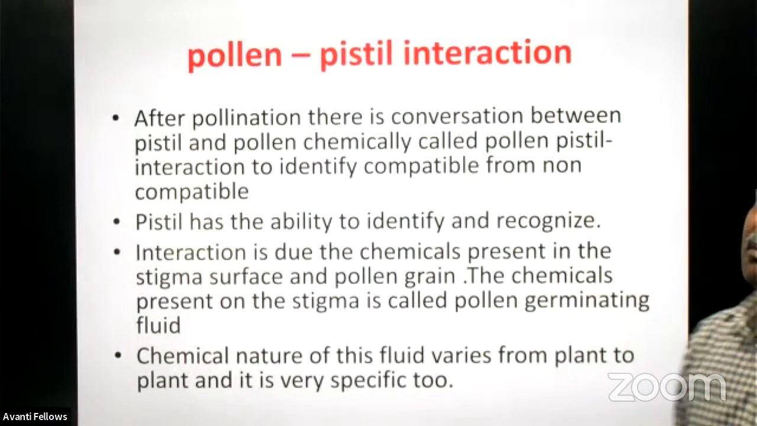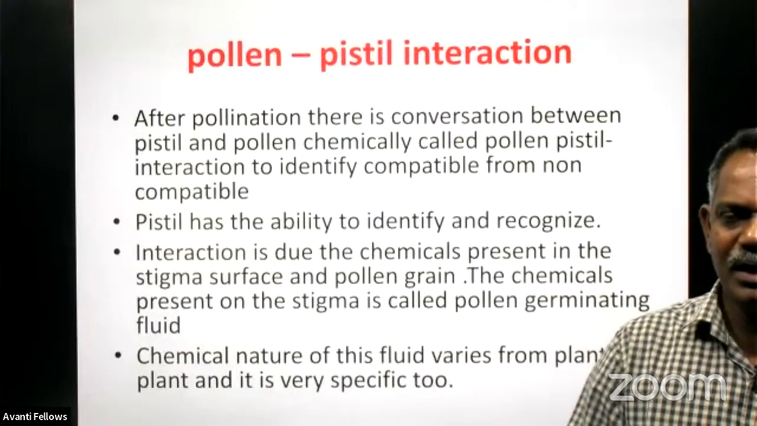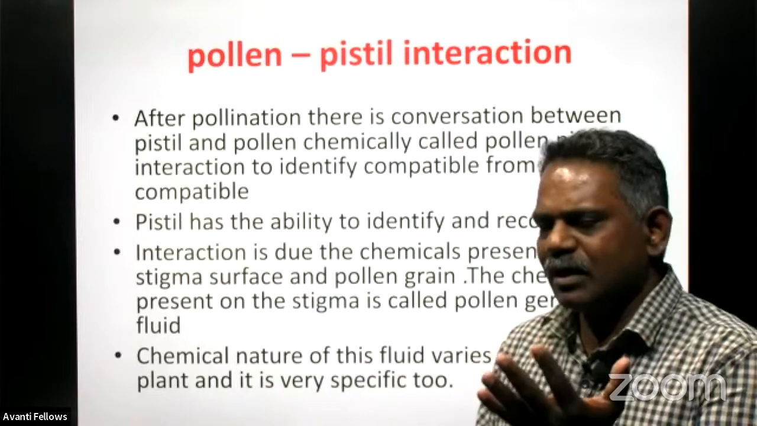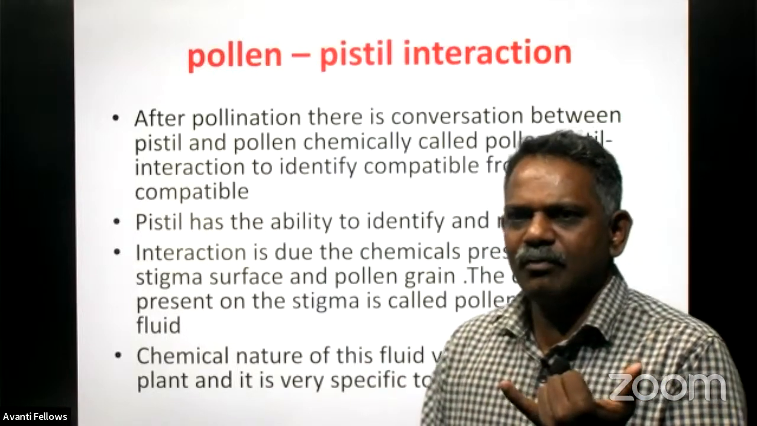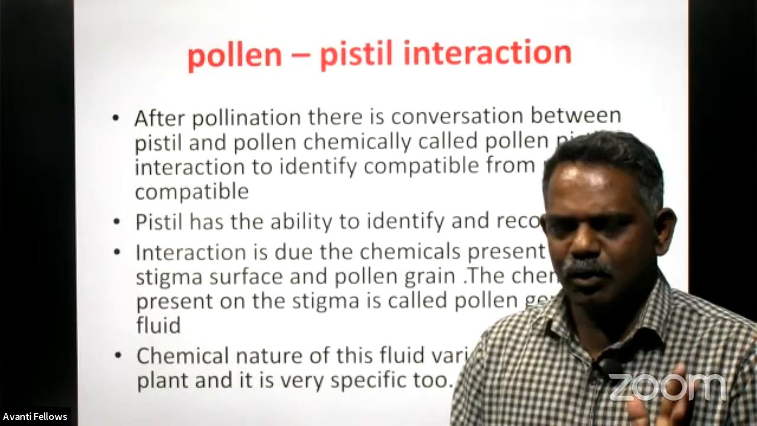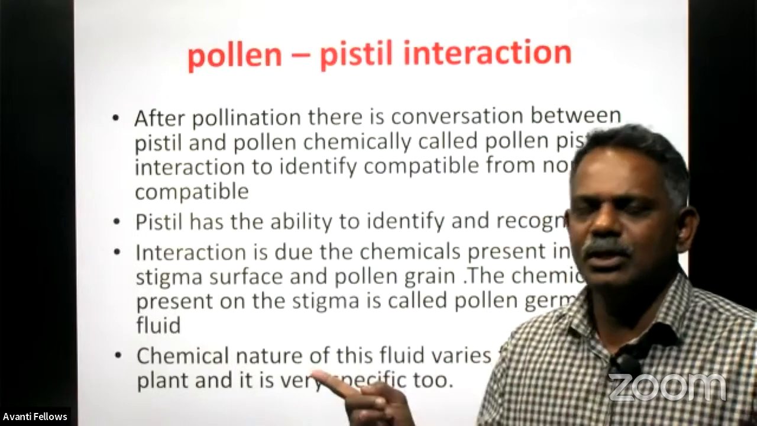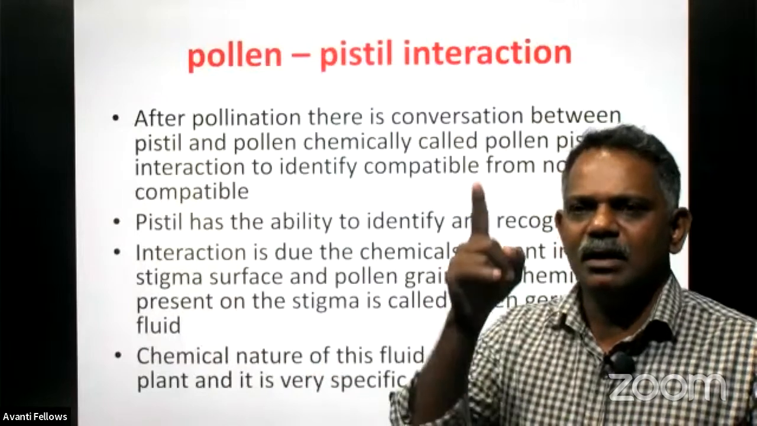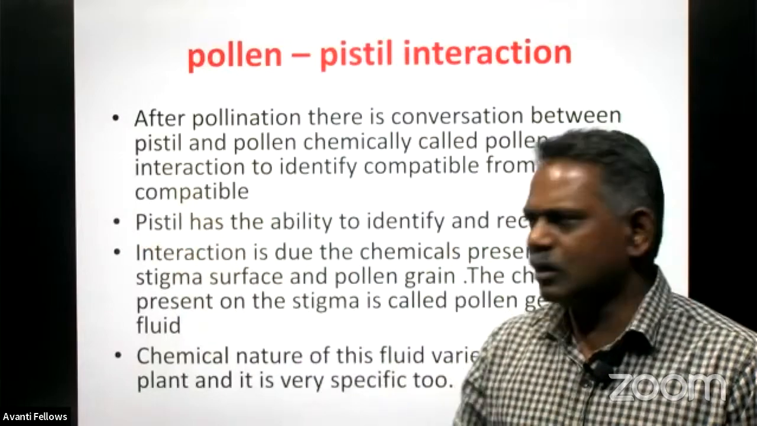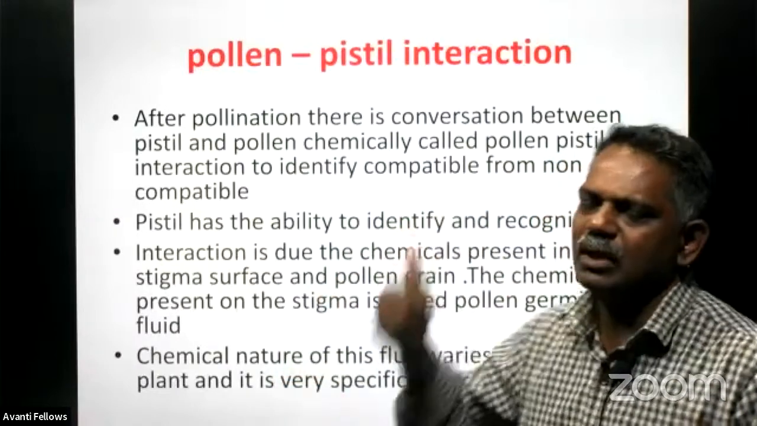Then come to the pollen-pistil interaction. Now we are discussing the pre-fertilization events, the events happening before fertilization. First, the pre-fertilization event is the formation of both pollen grains and the ovule, microsporogenesis and megasporogenesis. The second event is pollination, the transfer of pollen grain from the flower of origin to the stigma region. That we discussed now. Now we go to the next one, pollen-pistil interaction.